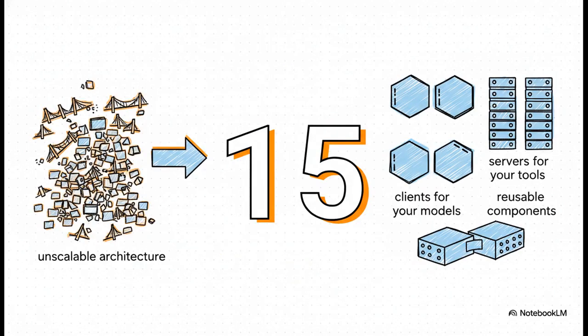And this is the aha moment. The math just completely flips. You go from building and maintaining 50 fragile custom bridges down to just 15 standard reusable parts. That's it. 5 little clients for your models and 10 servers for your tools. This isn't just a small tweak, you guys. It fundamentally changes the entire architecture from something totally unscalable into something you can actually manage.